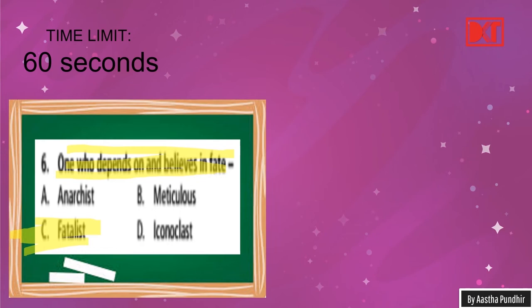However, the other words here: anarchist, a person who supports anarchy. Anarchy is a belief which advocates for absolute freedom of the individual and talks about absence of government. So anarchist would be a person who believes in a certain ideology. All right, then we have meticulous. Meticulous is a person who is careful about all the details. Okay, then we have iconoclast.